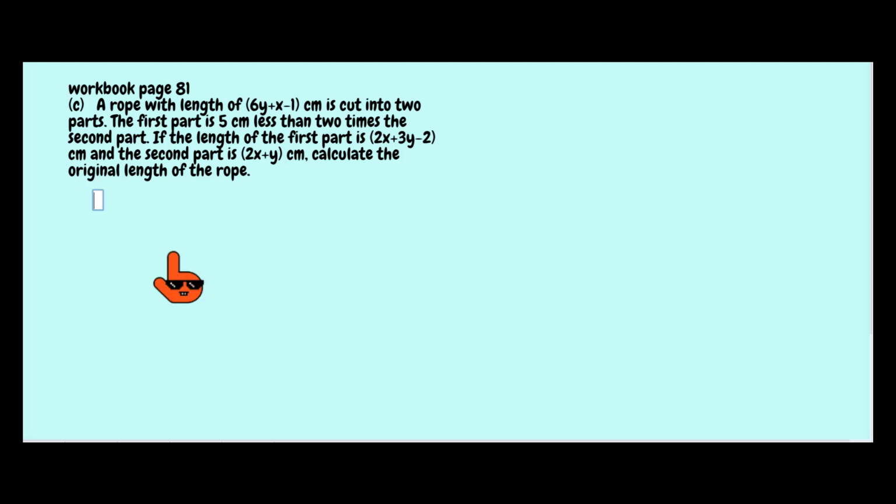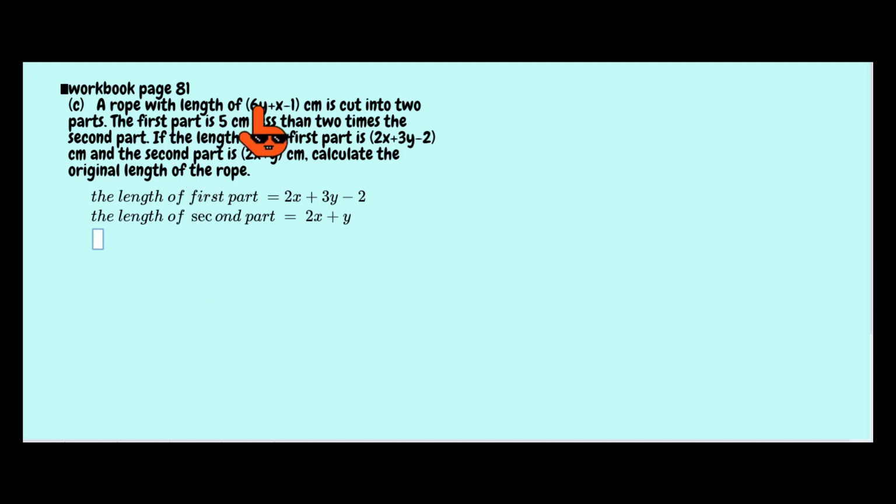Okay, the length of the first part is given as 2x plus 3y minus 2. And the length of the second part is given as 2x plus y. So the total is 6y plus x minus 1.